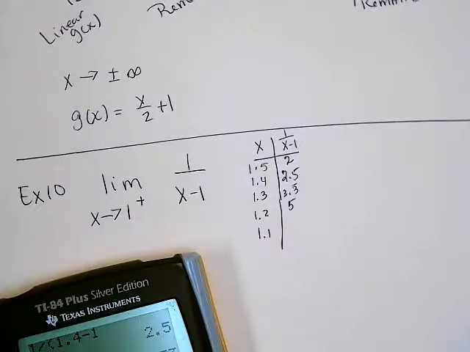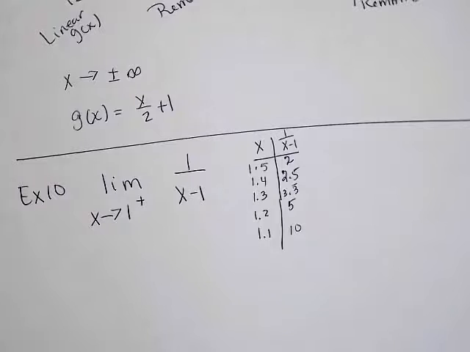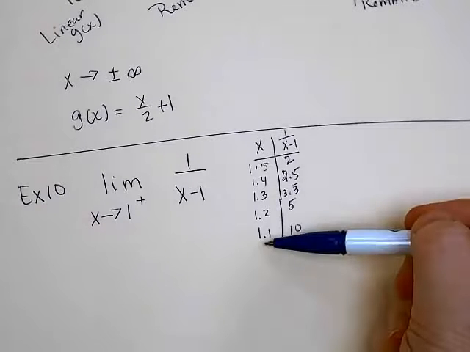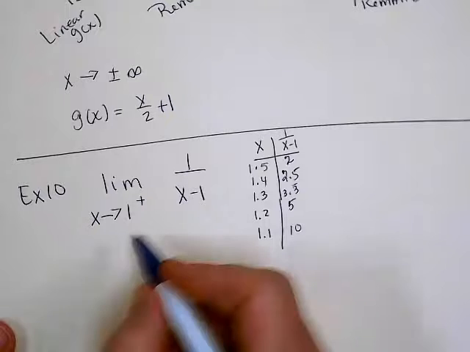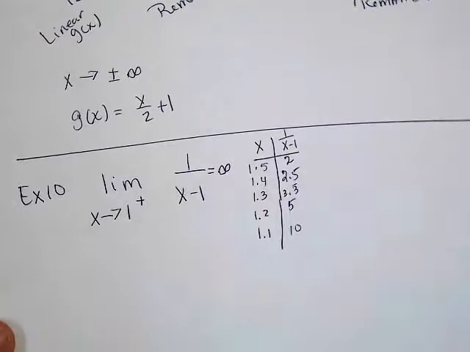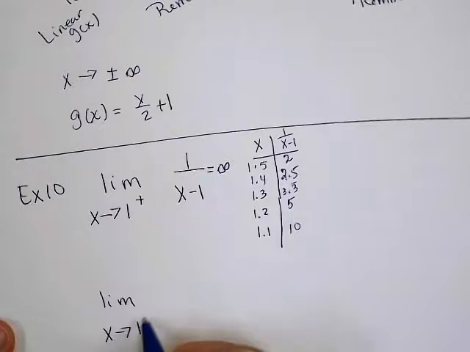And 1 divided by 0.1, which is 10. So what's happening to those numbers? Those numbers are getting larger. And these are just very few of these. But as this happens, this limit is going to approach positive infinity. It's going to infinity. Now, let's look at what happens to the limit as x approaches 1 from the left.